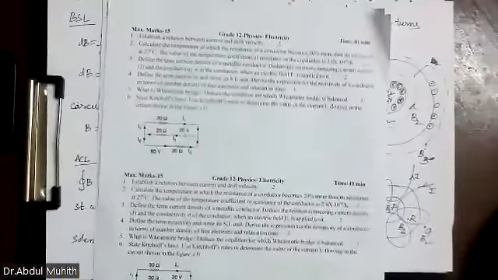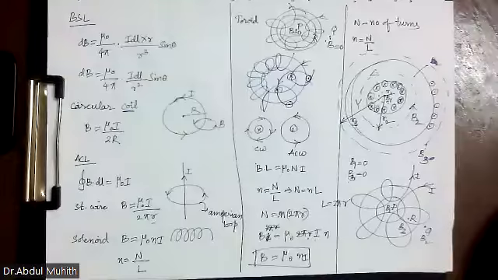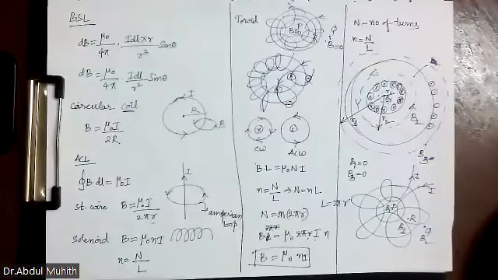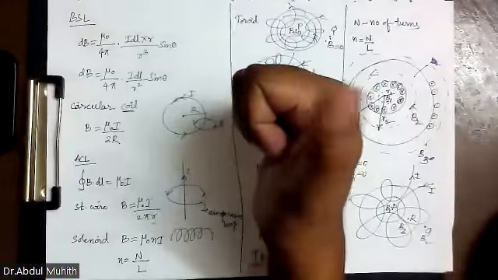So this was moving charge, and this is the current electricity chapter. Anyways, I'll solve this paper with you. Right hand thumb rule and right hand rule. There's only one rule, right hand thumb rule only. There is no separate right hand rule.